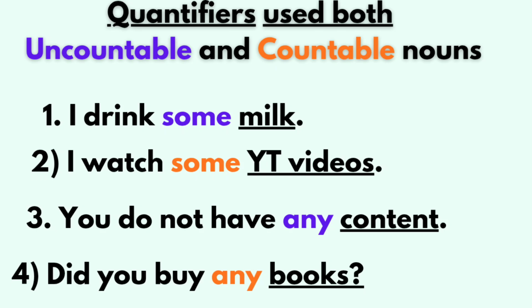Look at the third example. You don't have any content. Here content is uncountable. How much content? Any content. I don't have any content. Did you buy any books? In this example, books is plural countable, and any is a quantifier used with both countable and uncountable nouns. So this is clear, right? Some and any, these two are quantifiers, and we use them with countable and uncountable nouns. We'll see some more quantifiers, okay?